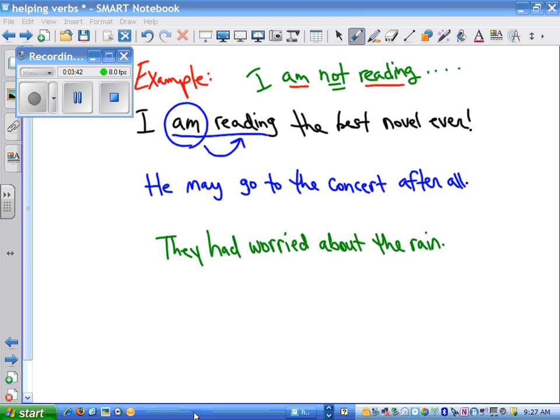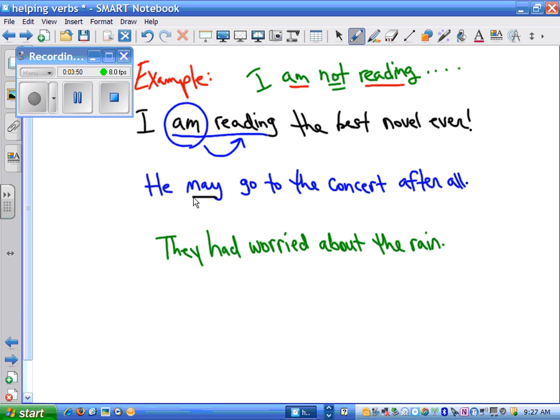In this next sentence, we have that modal. Do you see it? There it is. And of course, we have now our verb phrase. May go. Right? May is helping out that go. Work together.